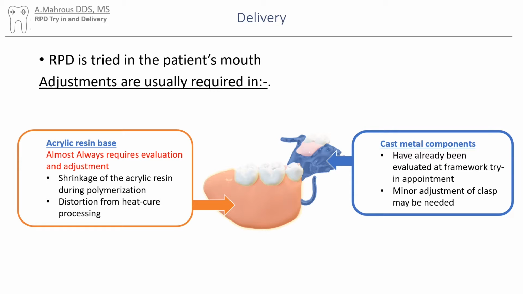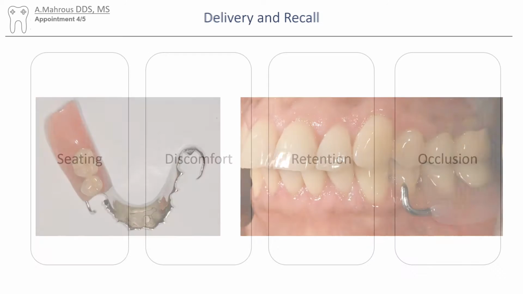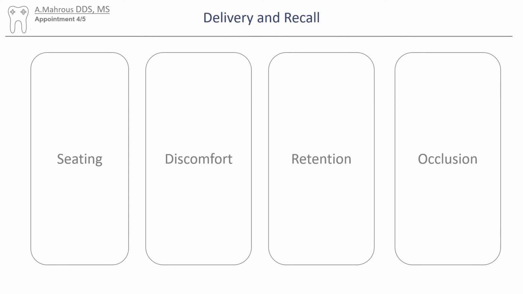However, adjustments of the cast metal components might still be needed due to possible distortion during finishing of the partial denture in the lab. The delivery appointment comes next. The dentist needs to confirm the full seating of the partial denture and proper occlusal contacts and aesthetics. This appointment usually comes with its share of challenges in order to achieve the ideal fit and occlusion. In this segment, we'll discuss some of the challenges and how to address them.